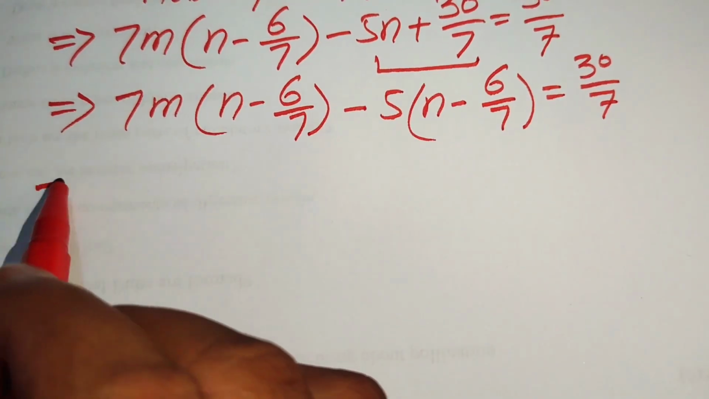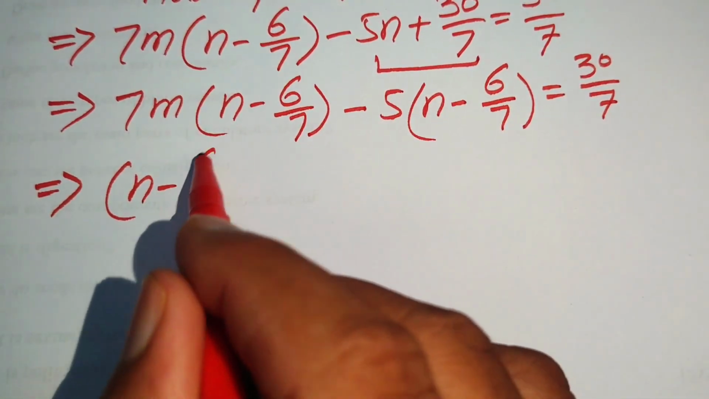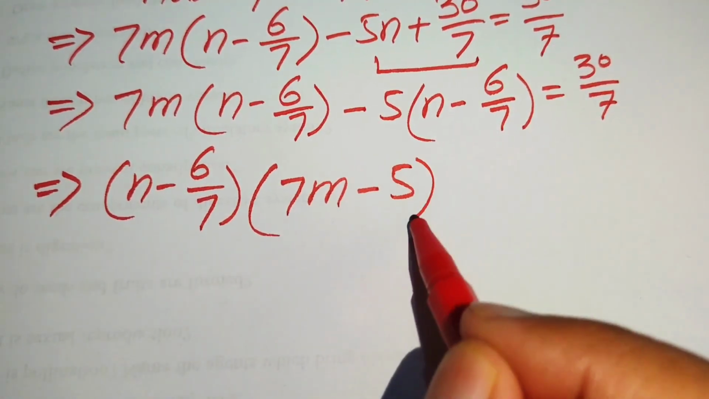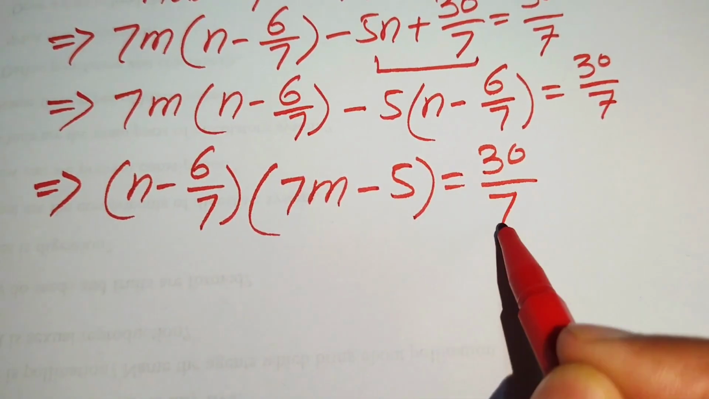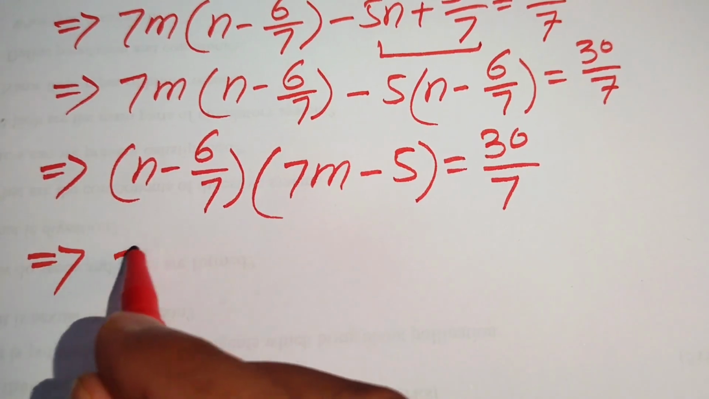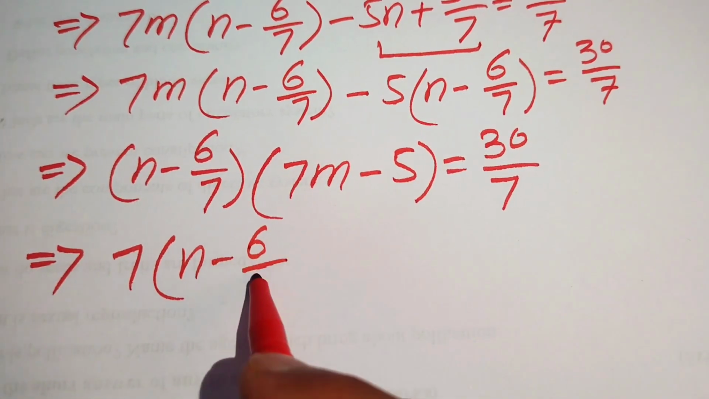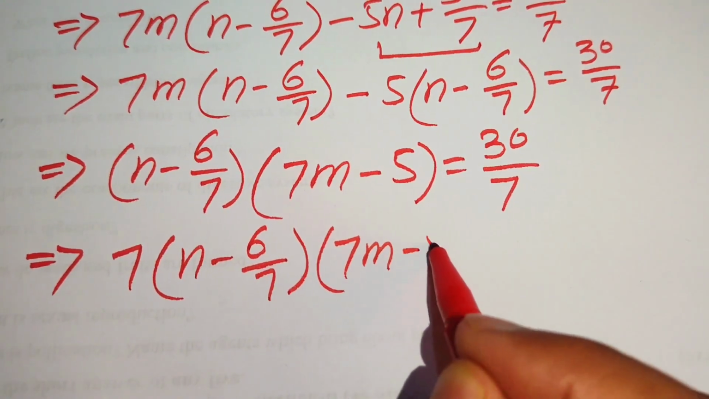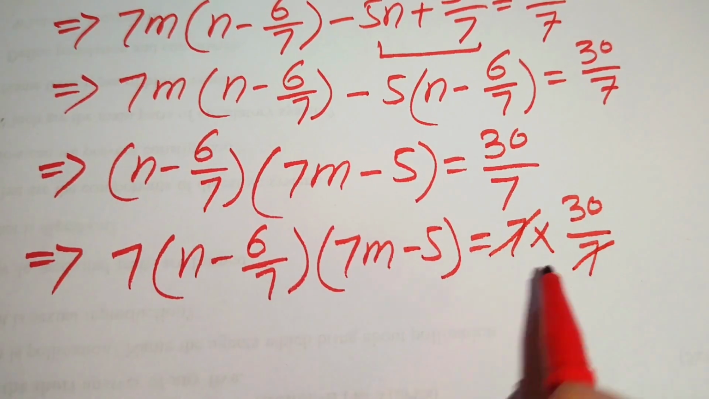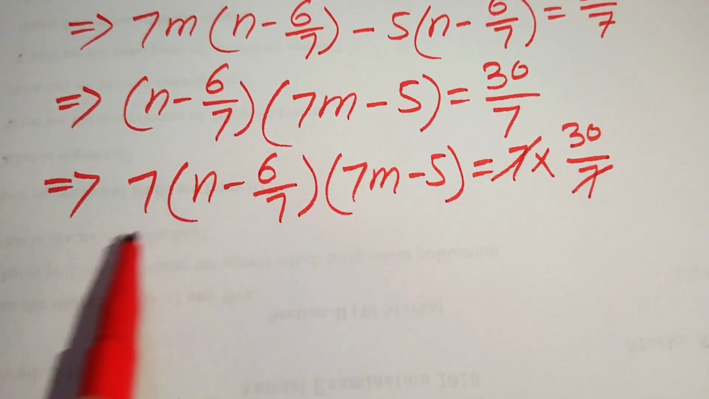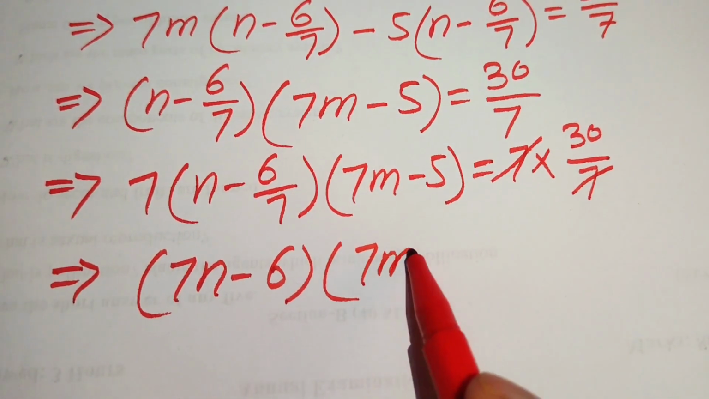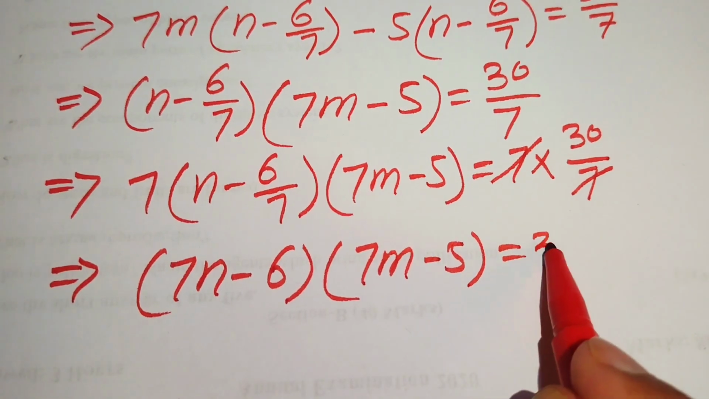And now in the next step, we take common n minus 6 over 7 from both of these terms, and it will be written as n minus 6 over 7 times 7m minus 5 equals 30 over 7. Now we multiply both sides by 7, so this 7 is cancelled out by this 7, and when we multiply the 7 into the first factor, it will be written as 7n minus 6 times 7m minus 5 equals 30.